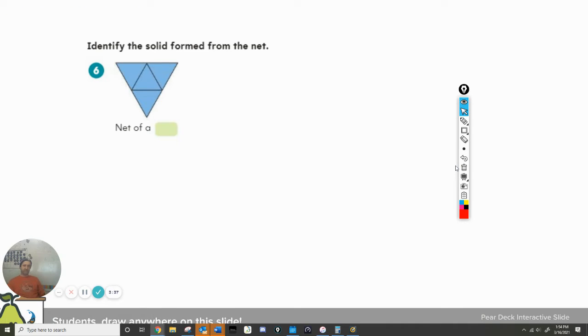What solid is formed from this net? I'll wait. Did you say triangular pyramid? Of course you did. Nicely done.